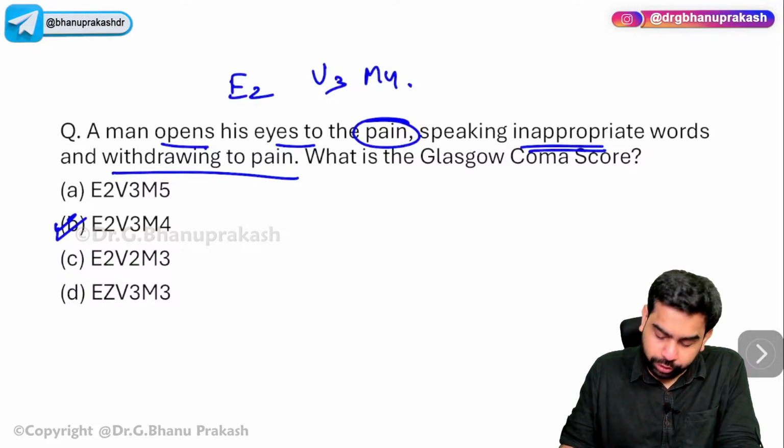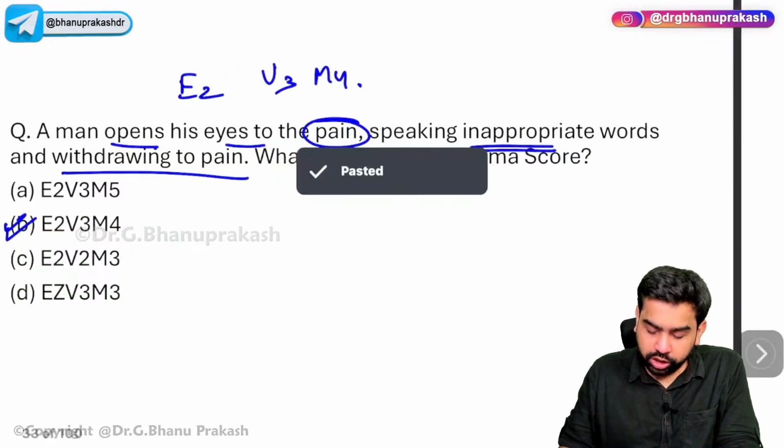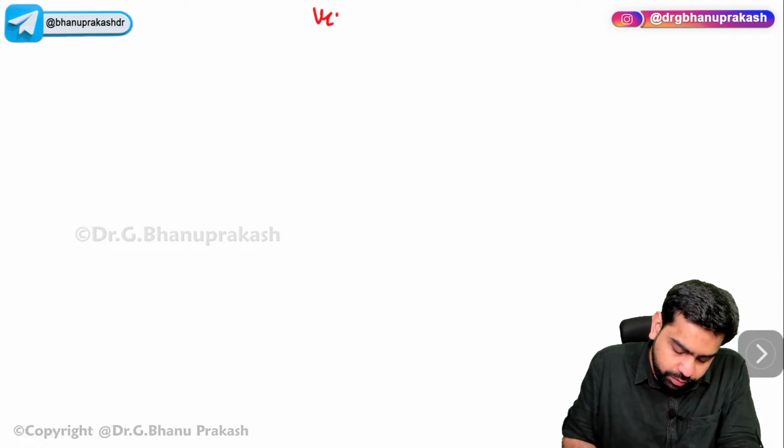Now it is a very simple topic, but it's a very important topic as well. So let me just revise the GCS with you guys. Okay, so what about the GCS? In the GCS, we have an eye opening response, we have a verbal response, and we have a motor response.